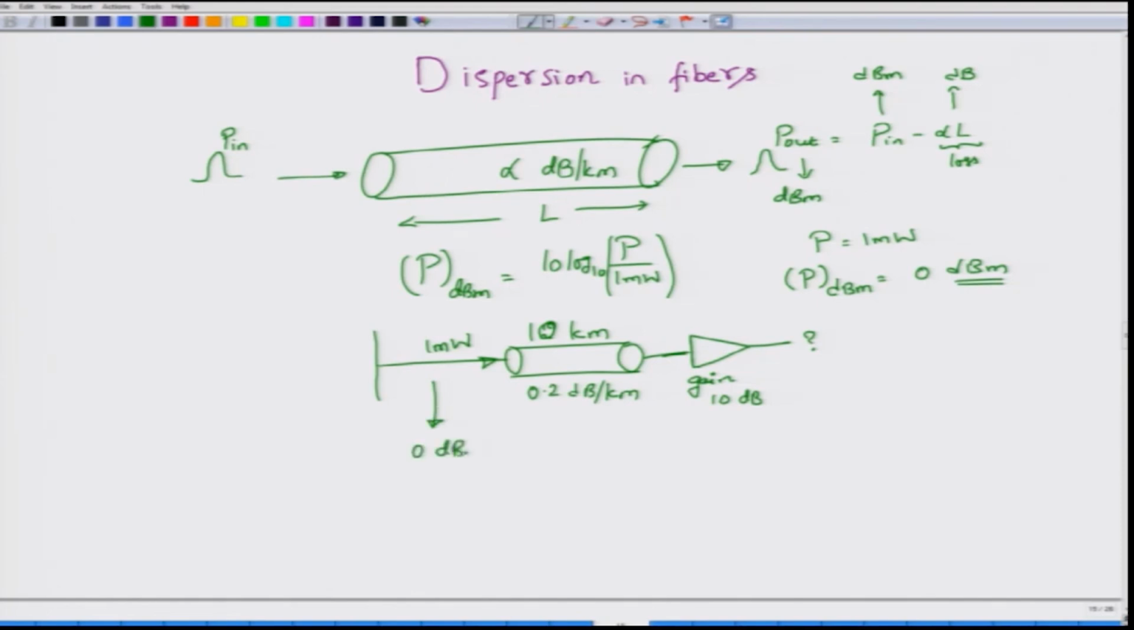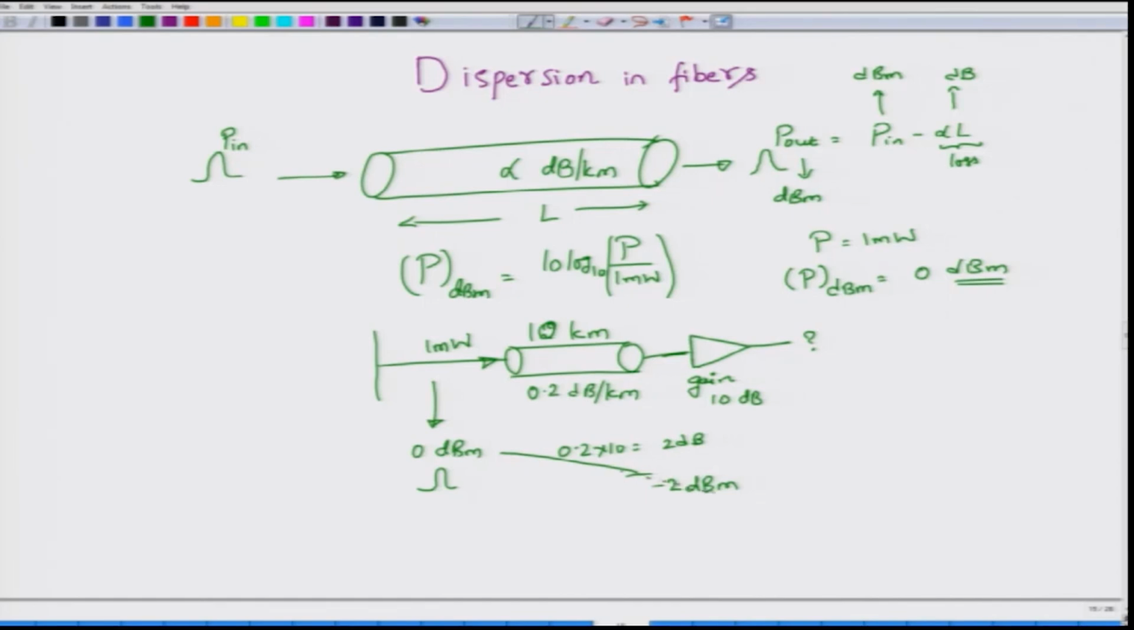the rest of the output can be very easily found, because a 0 dBm optical pulse is launched into the fiber. The total loss it suffers will be 0.2 into 10, which is 2 dB. Note that kilometer has cancelled out. So, you started off with 0 dBm, the power at the output of the fiber will be minus 2 dBm, not dB but dBm, and then you have a gain here, right.